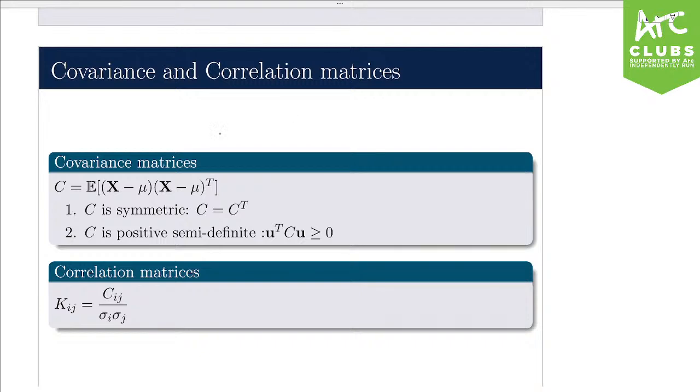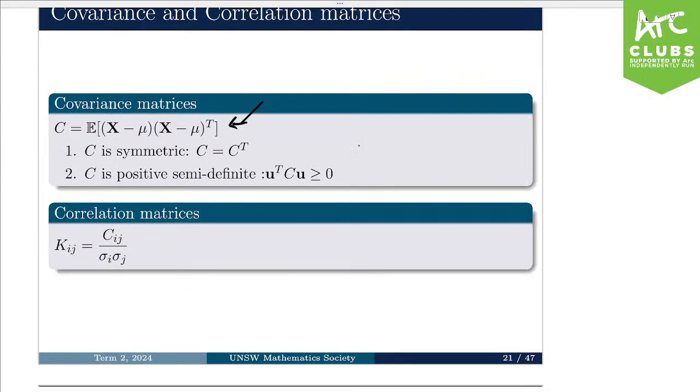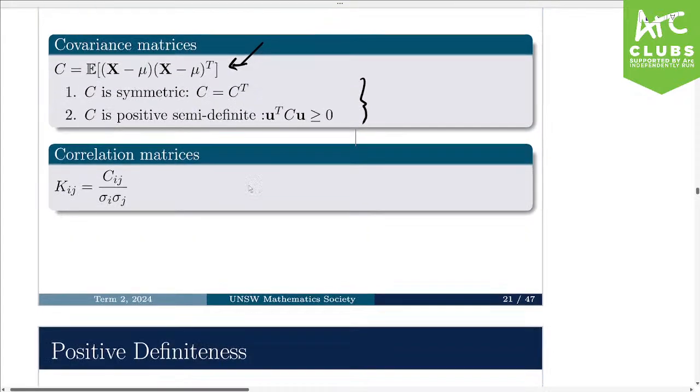So covariance matrices have this form, which means they are symmetric and positive semi-definite. So these are the two important properties of covariance matrices. And the correlation matrices are defined like this, which follows from the normal definition of correlation.